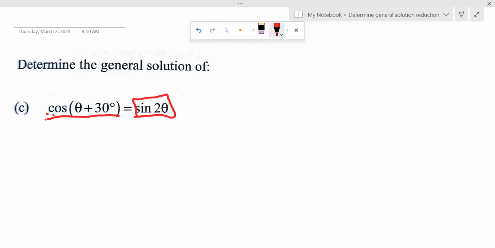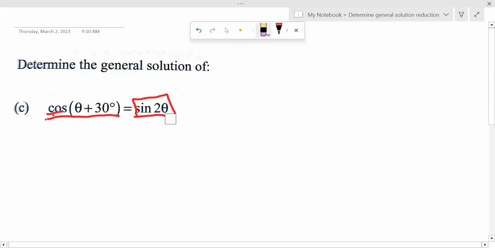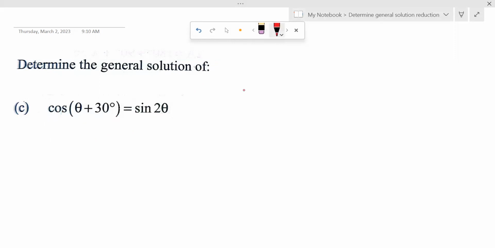Ratios whereby we have cos and then we have sine. The first thing that we can attempt to do here is to check if we can change it to tan. That's the first thing that you should always check. Check if you can change it to tan. Now, how do you change it to tan, and when do you change tan to the other angle?